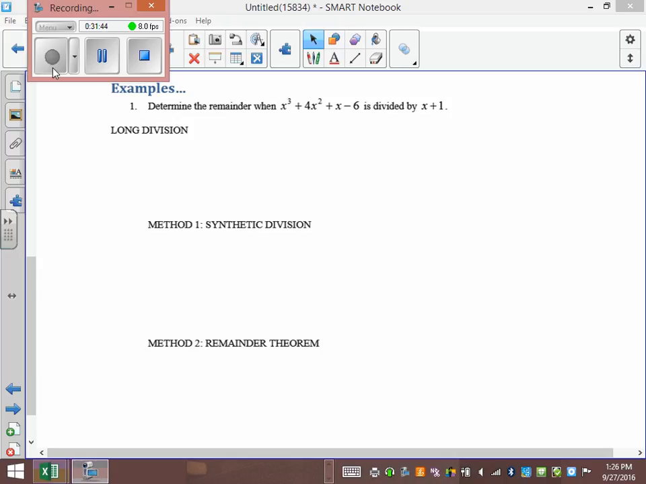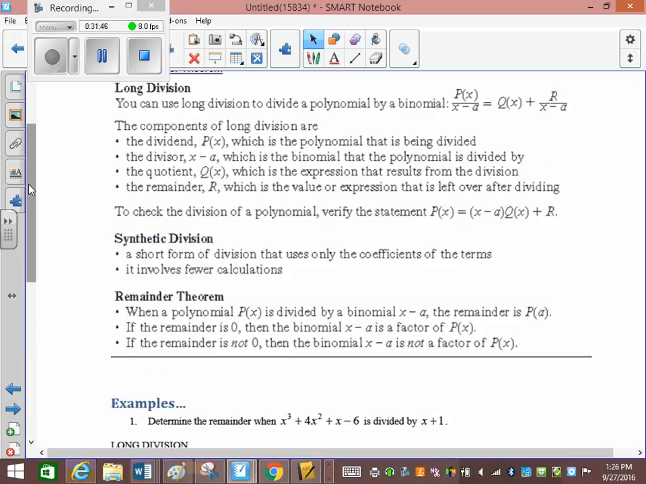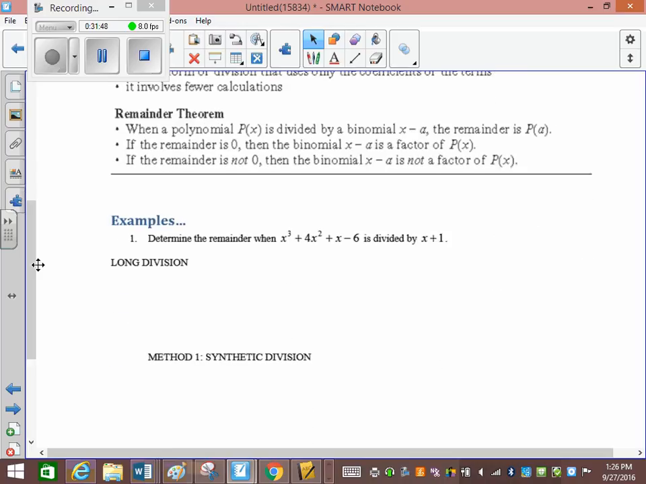However, if we just want the remainder, we can use remainder theorem, which states that when a polynomial p of x is divided by a binomial x minus a, the remainder is p of a. So you just take this binomial and work out what x equals, and plug it in, and you'll get the remainder. The other thing here is, if the remainder is 0, then this binomial, x minus a, is a factor. That's huge.